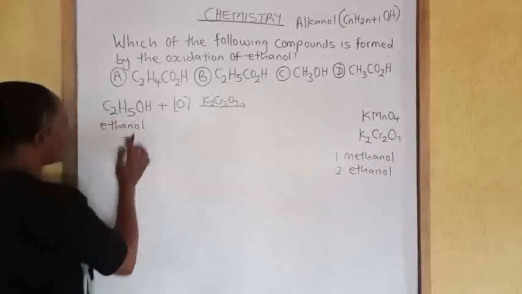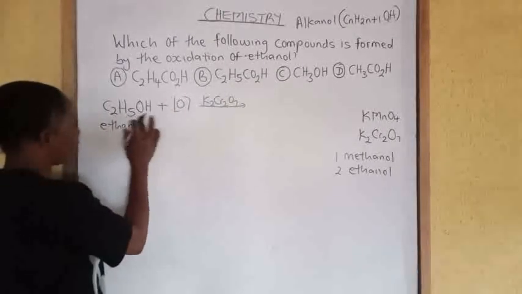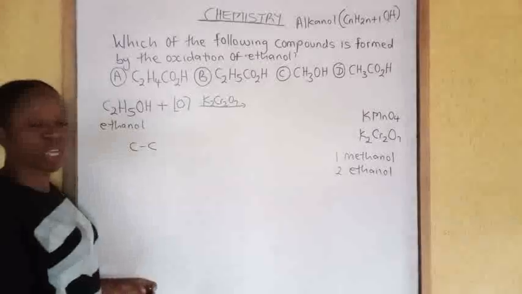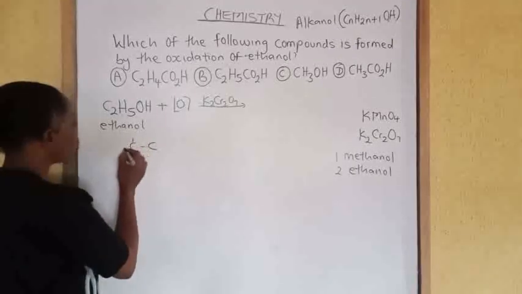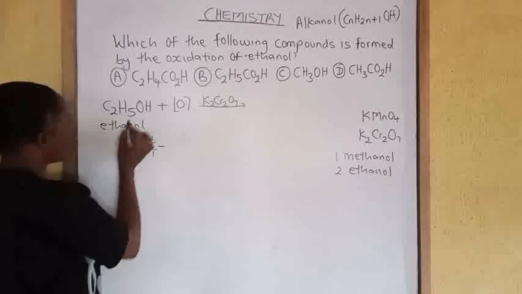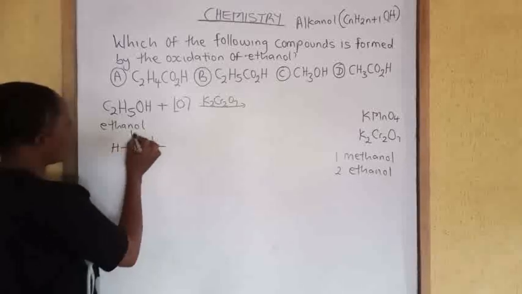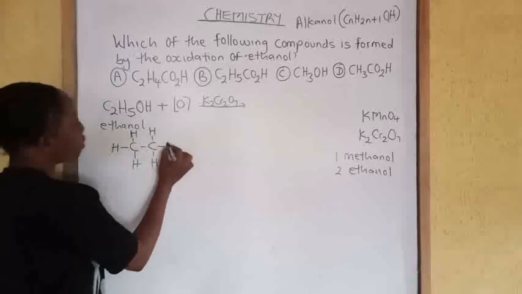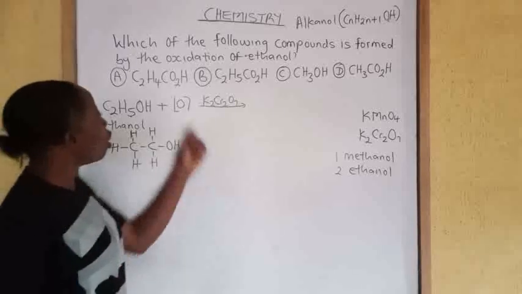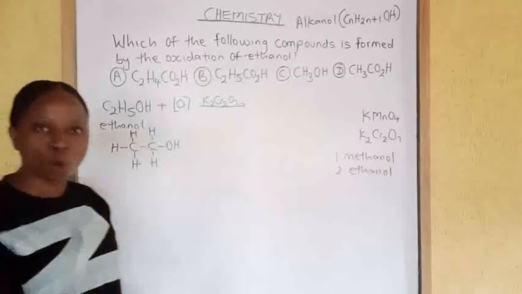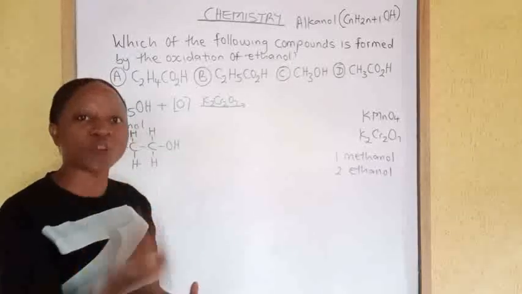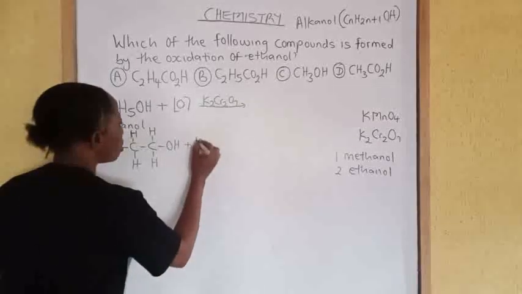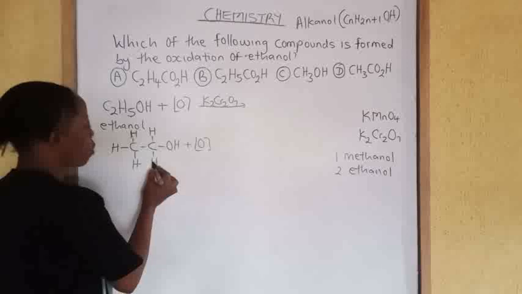Let's form the products. Let's draw the structure of this alkanol, ethanol. We have two carbon atoms, so those two carbon atoms will be joined together by a chemical bond. Then you surround with chemical bonds. So we have 5 hydrogen atoms, followed by the functional group OH. Now, when you add oxygen, you remove water. It's addition of oxygen, then removal of a water molecule. So you are going to remove one molecule of water.